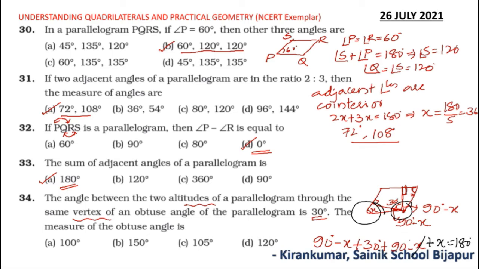It's as simple as that. x and x get cancelled. 90 plus 90 is 180 degree. That is also getting cancelled with 180 here. So when you transpose this negative x, we get x value positive. So x value, we get it as 30 degree. When x value is 30 degree, this will be 150 degree. So option B is the right answer.